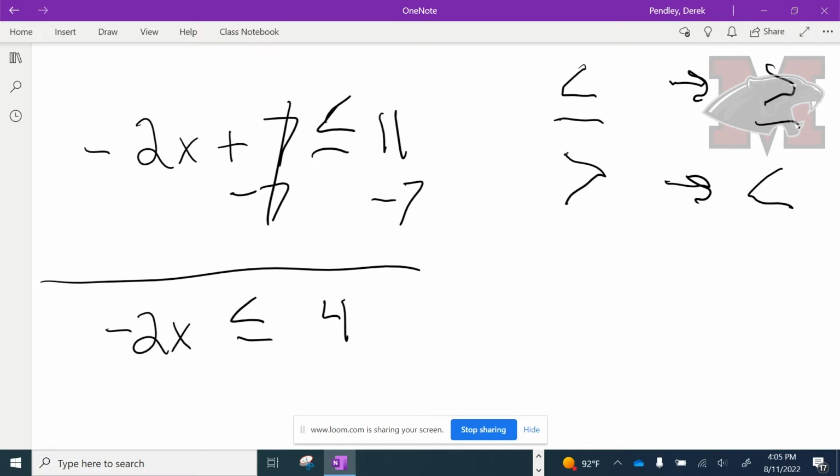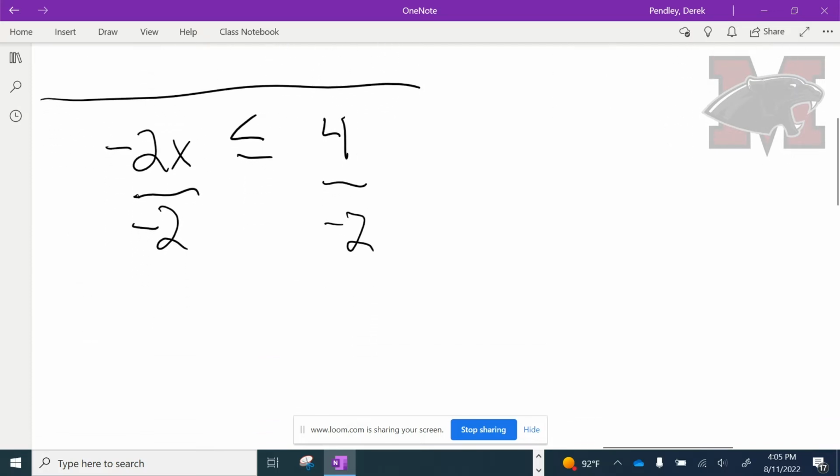And I need to divide both sides by negative 2. Now here's that rule that I came across. Did I just multiply or divide by a negative? Think about it. I did. I'm dividing by negative 2. So that one rule that I have to keep in mind to keep that scale balanced, I just divided by negative 2. To counterbalance it, I need to flip the inequality. So negative 2 divided by negative 2, x is now greater than or equal to negative 2.